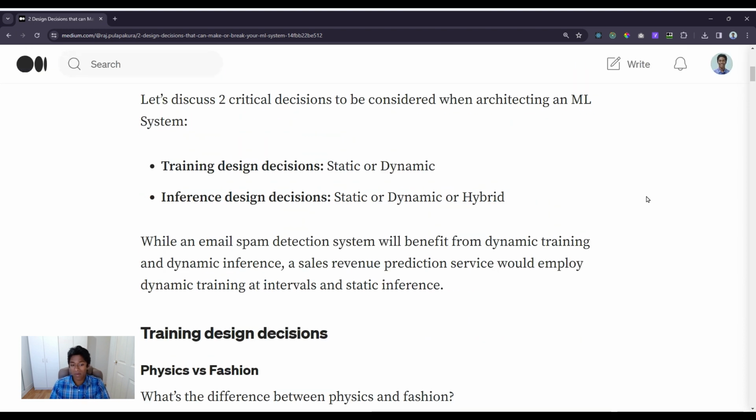While an email spam detection system will benefit from dynamic training and dynamic inference, a sales revenue prediction service would employ dynamic training at intervals and static inference. Let's try and understand what these terms mean and for what use cases we might want to apply different strategies.